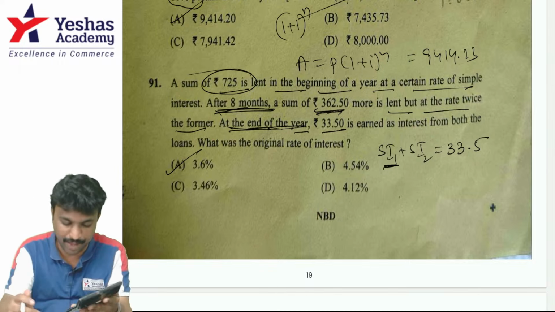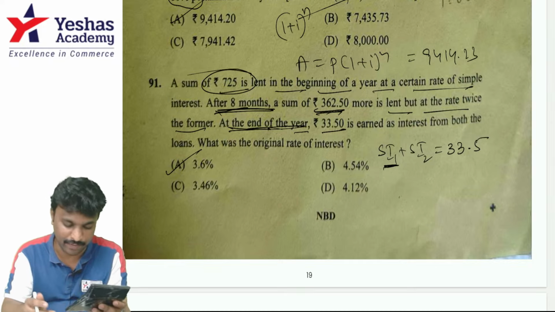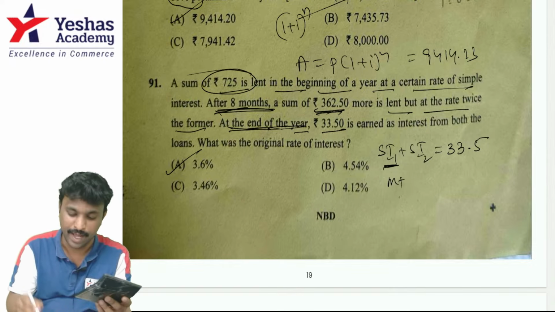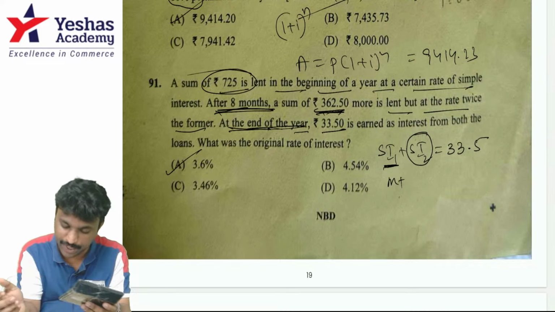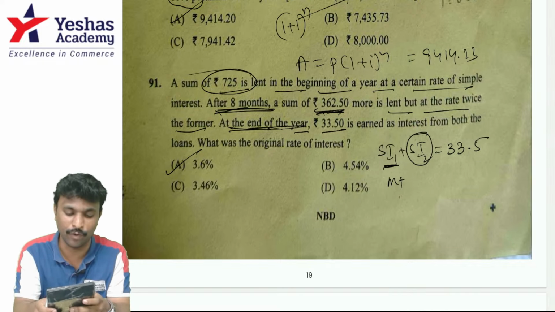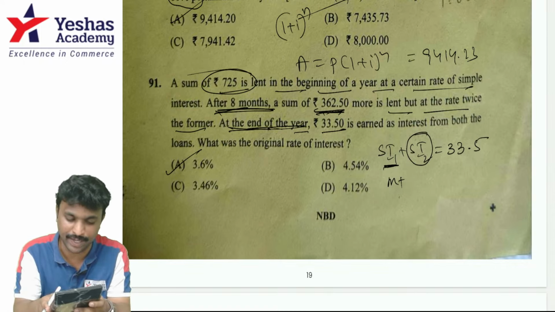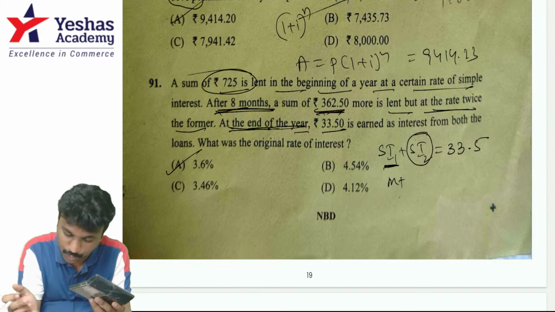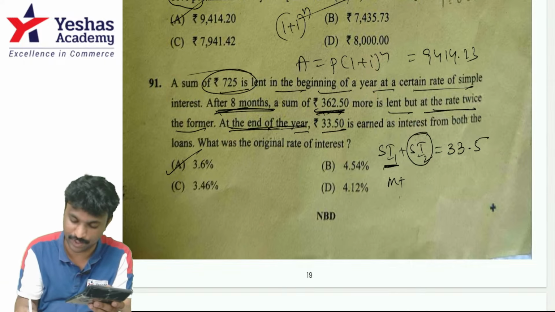So first of all, SI1 is P1. P1 is 725 into T1 is 1 year into R1 is 3.6%. M plus, press to store it. Now for SI2, what's the principal for SI2? 362.50 into T2, only 4 months, that means 4 divided by 12 we have to do, into rate of interest is 3.6%. They have said the rate of interest is twice, so we have to multiply that with 2, M plus, then MRC. That fetches me 34.8 actually, which is not 33.5.